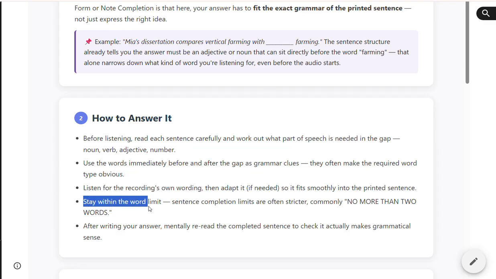And stay within the word limit, which for sentence completion is often stricter. Commonly no more than 2 words. After writing your answer, mentally reread the completed sentence to check it actually makes sense.